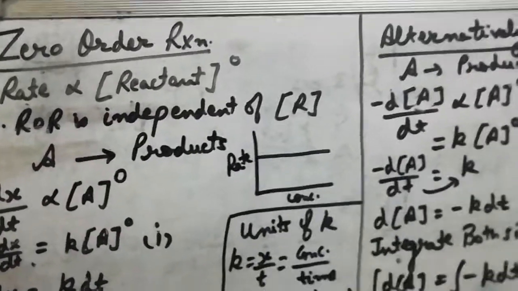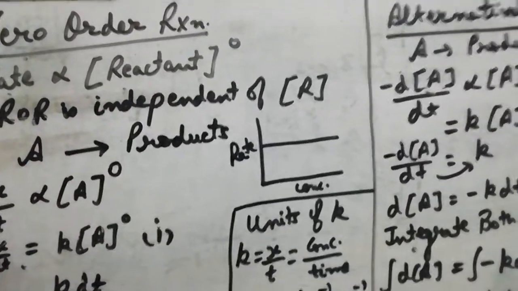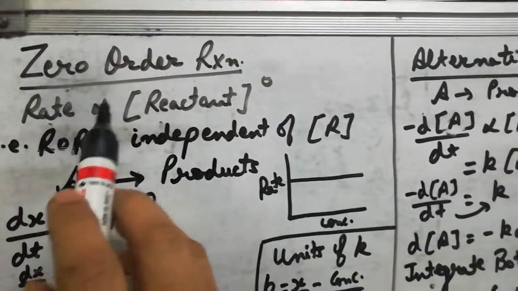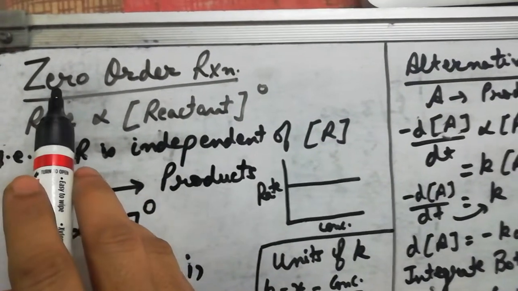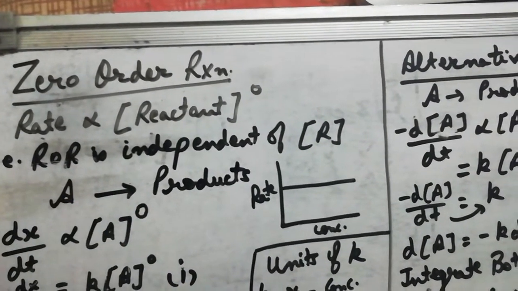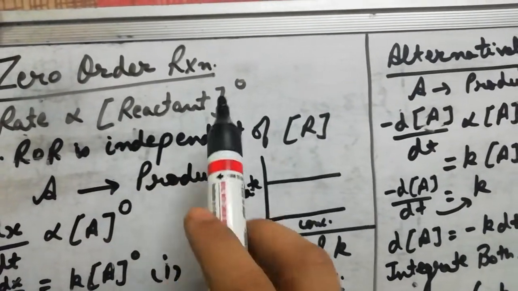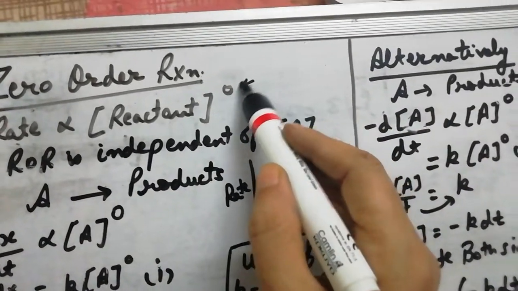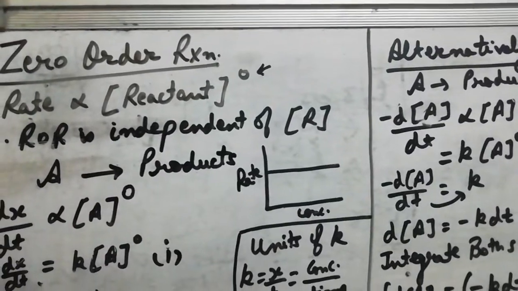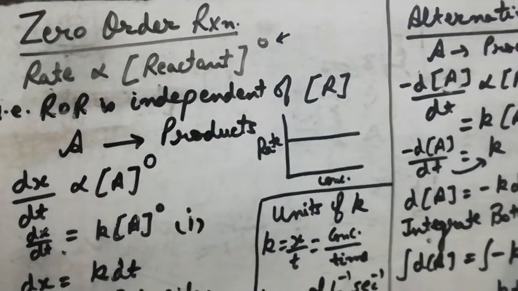So for zero order reaction, if we want to write the rate of reaction, we can write that the rate of reaction for zero order is independent of the concentration of reactants. So we can write that rate is directly proportional to the concentration of reactants raised to power 0. Why 0? Because rate is independent of the concentration of reactants.